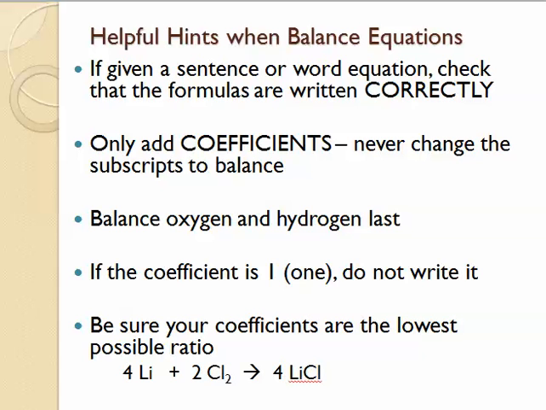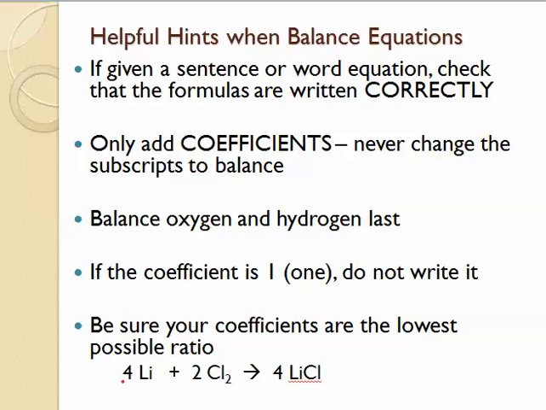Always remember to add those coefficients, never the subscripts. Some reactions that have lots of oxygens and hydrogens are easiest if you balance those 2 last, so save them till the end. Also remember that if a coefficient is 1, we never write it. Just like we don't write 1 subscripts, we don't write 1 coefficients either. And then finally, always make sure that your coefficients are in the lowest possible ratio.